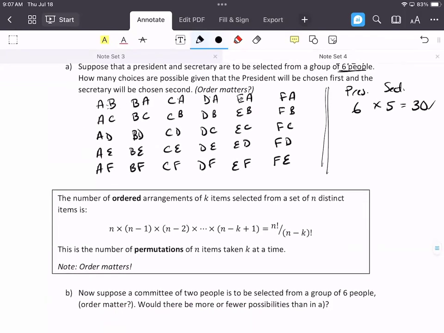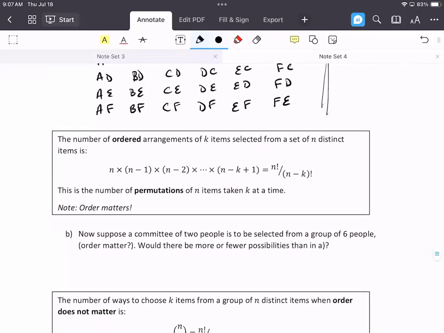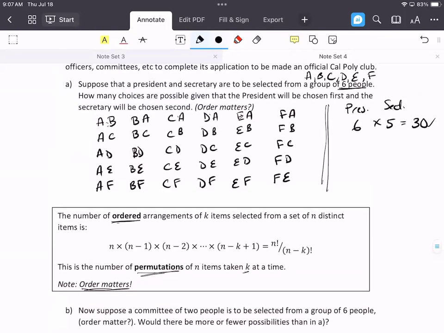Now, it could be a little more complicated than that. So there's actually something called permutations. The number of ordered arrangements, so order matters here, of k items selected from a set of n distinct items is n factorial divided by n minus k factorial. This is the number of permutations of n items taken k at a time. Remember, order matters here. Let's see if this would work. What would n and k be here? Well, n is, there's 6 people total, and we want to choose a subset of 2 people.